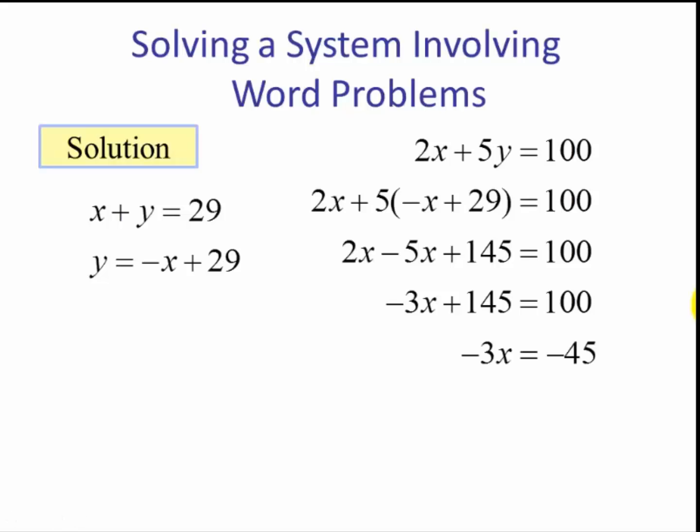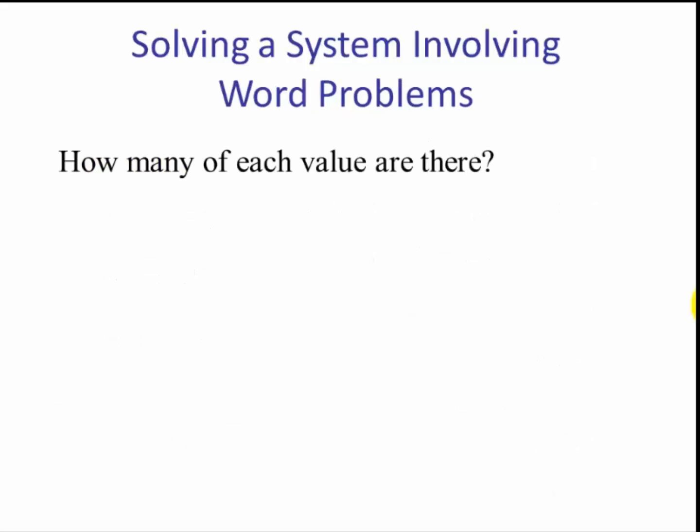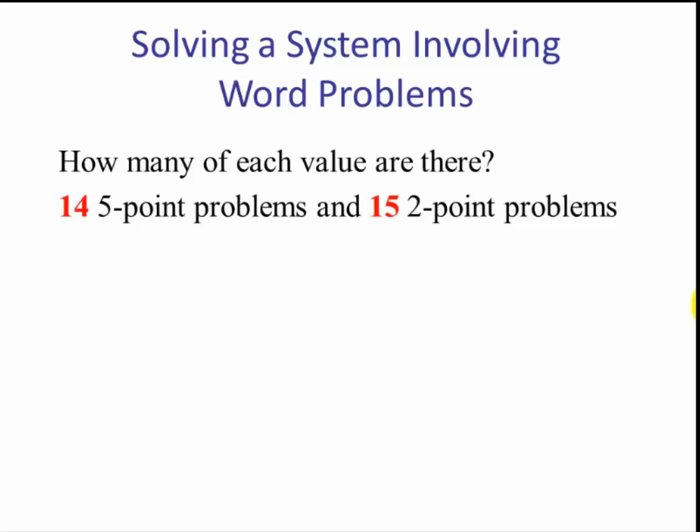Subtract 145 from both sides and divide by negative 3. We have x is 15. To find the value of y, we substitute 15 into one of the equations. In this case, we have negative 1 times 15 plus 29, and that gives us a value of 14. So answering the question in terms of the problem, we would say there are 14 5-point problems, and that was y, and there are 15 2-point problems, and that was x.